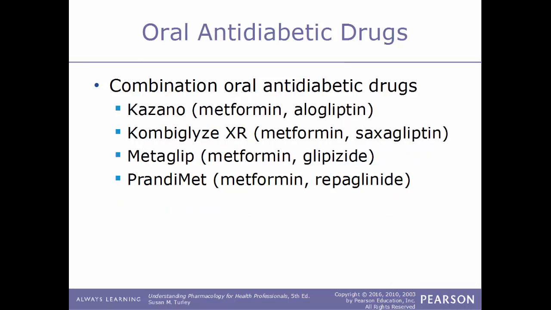See some other examples of combination oral antidiabetic drugs: Kazano, which is a combination of metformin and alogliptin; Kombiglyze XR, a combination of metformin and saxagliptin; Metaglip, a combination of metformin and glipizide; Prandimet, a combination of metformin and repaglinide.